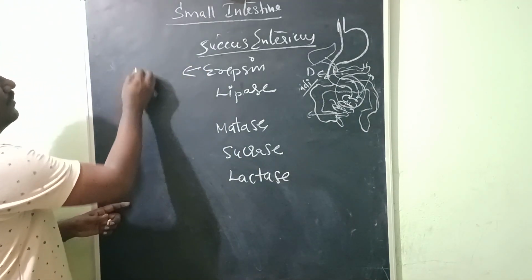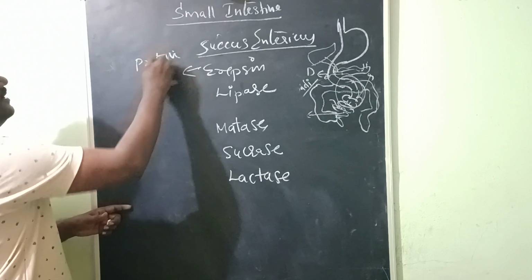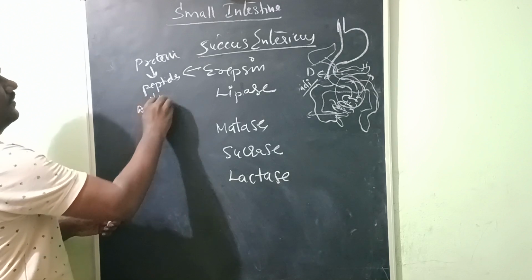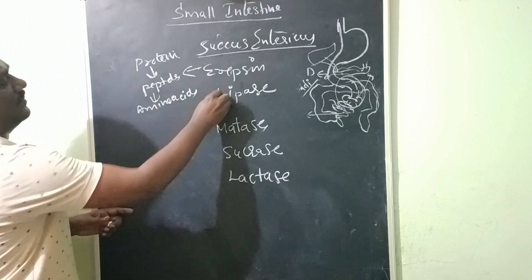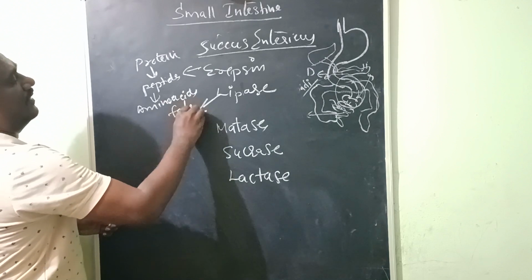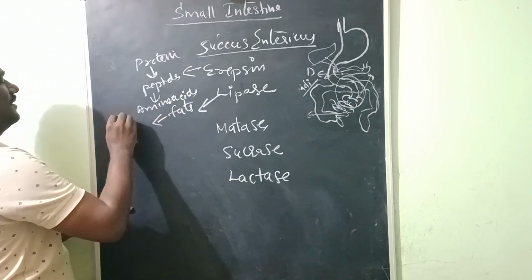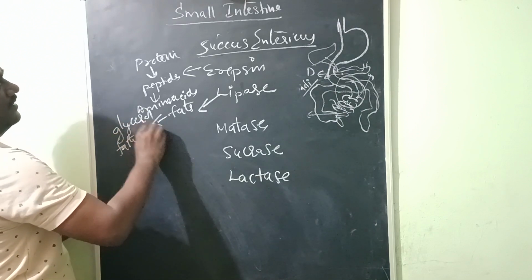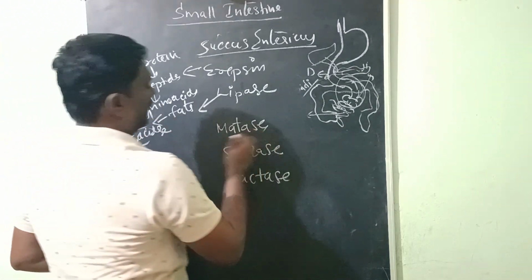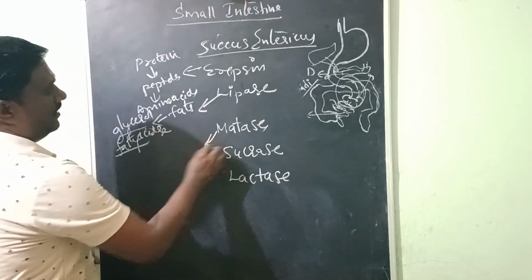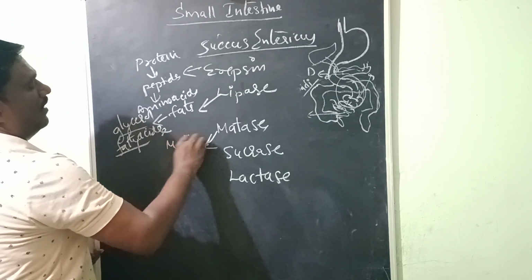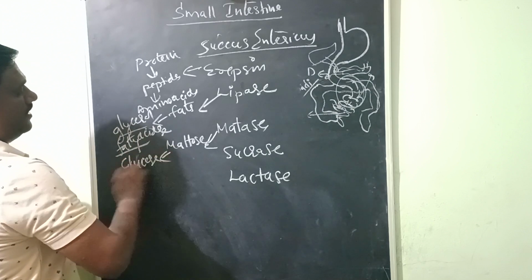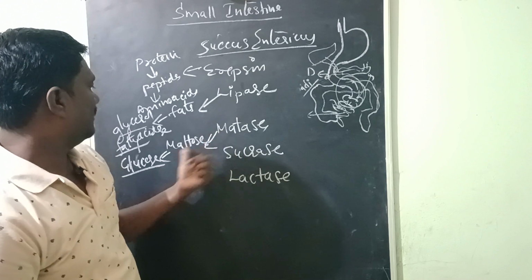Erepsin acts on the proteins. Proteins are changed into peptides, and these peptides change into amino acids. Next, lipase acts on the fats. These fats change into glycerol and fatty acids. Next, maltase acts on maltose, and maltose changes into glucose.